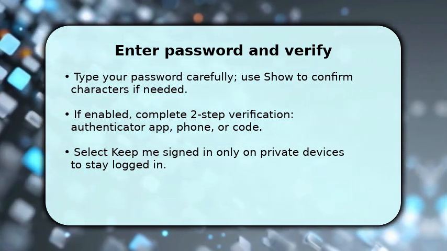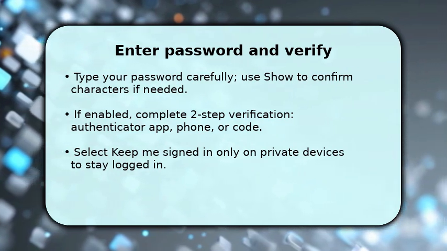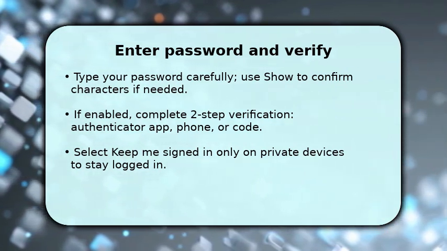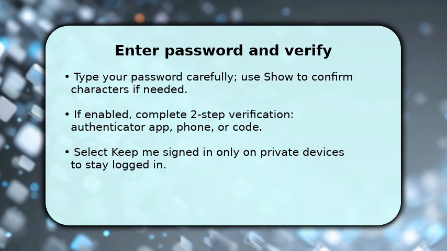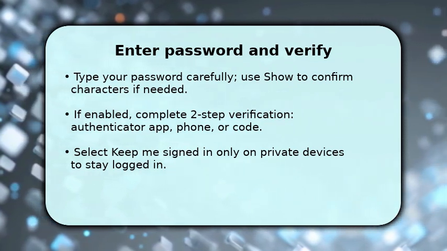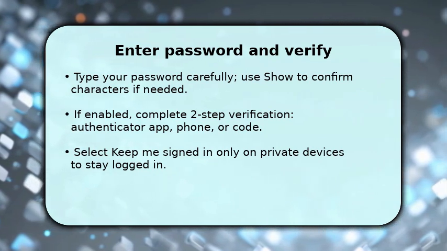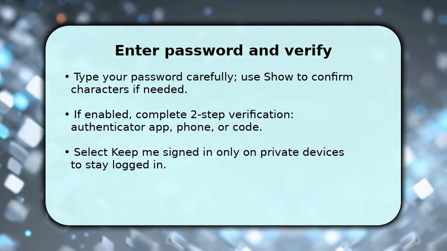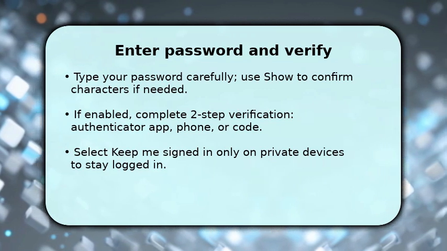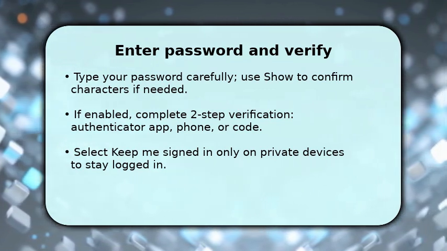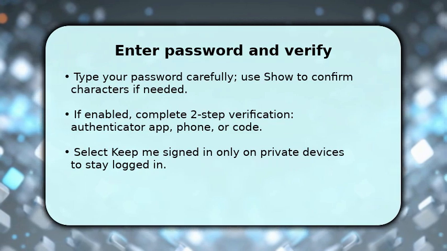If Microsoft asks for two-step verification, choose the method you set up. Enter the code from the Authenticator app, receive an SMS, or approve a notification. Make sure you recognize the device before approving. If you prefer convenience on a private device, tick Keep Me Signed In. Otherwise, leave it unchecked for security, especially on public computers.